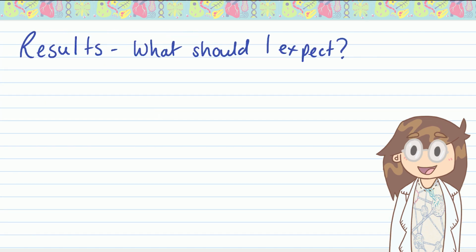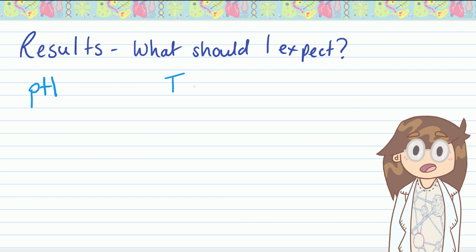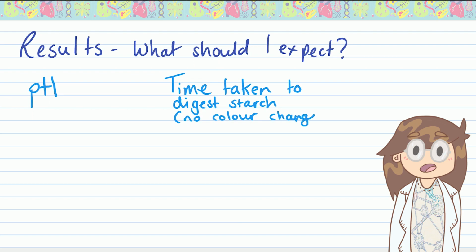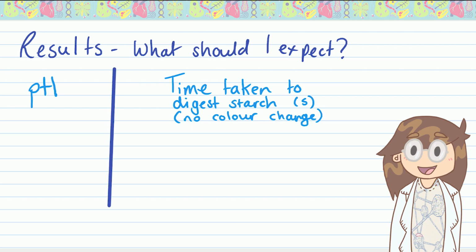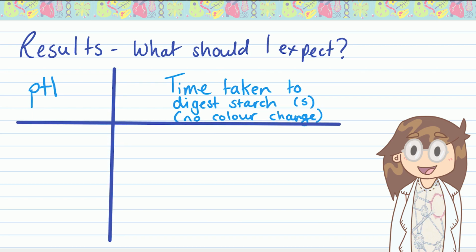So we'll have a look at the results table now. This is partially made up, partially taken from the internet, but you'll see the sort of pattern to expect if you're doing it yourself. So in this one, we're going to use shorter intervals between our pHs because that's slightly more accurate in terms of getting realistic values. We're going to be looking at the time taken to digest starch in seconds. So in other words, that's how long it took for there to be no colour change in your iodine spots anymore.